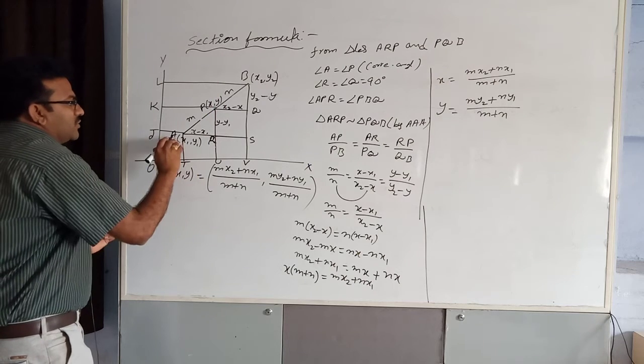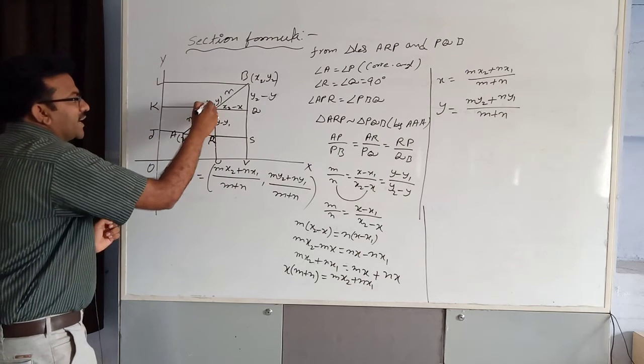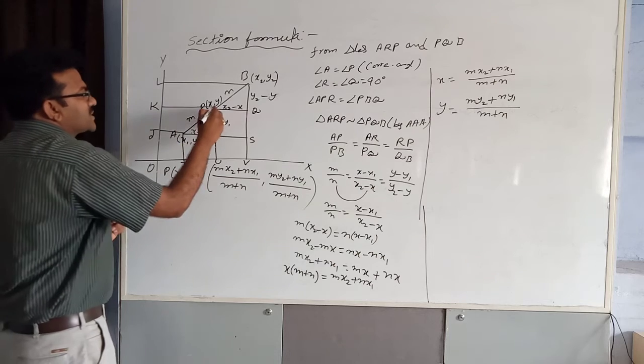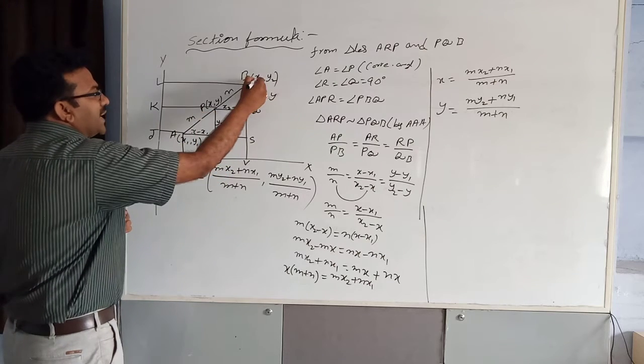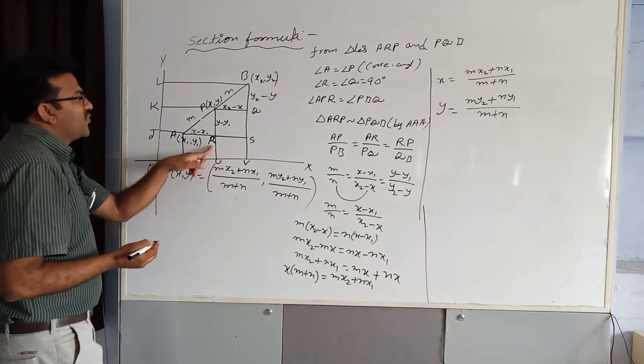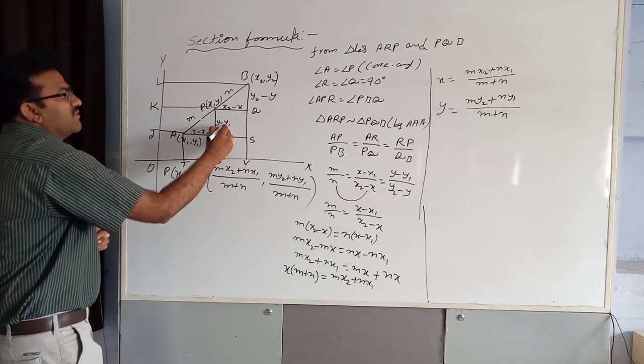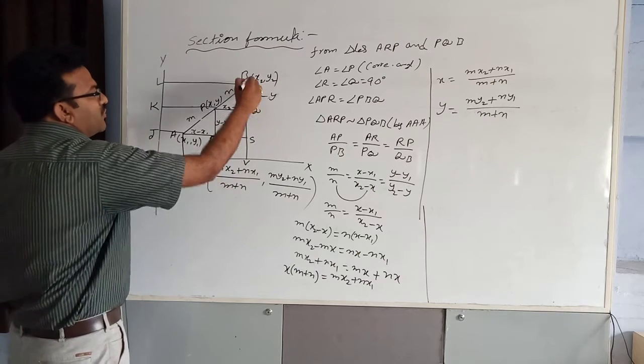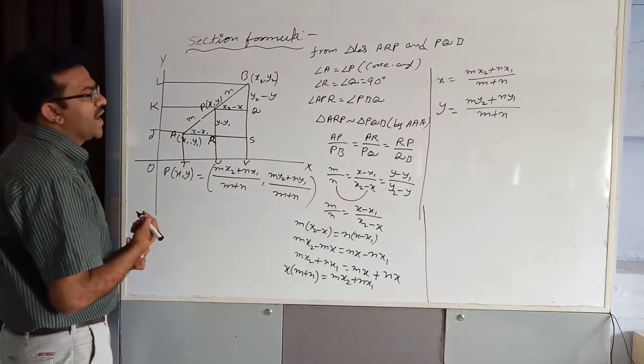Now we are going to take the length of AR, x minus x1. Next, length of PQ, x2 minus x. Similarly, length of RP, y minus y1. Length of QB, y2 minus y.